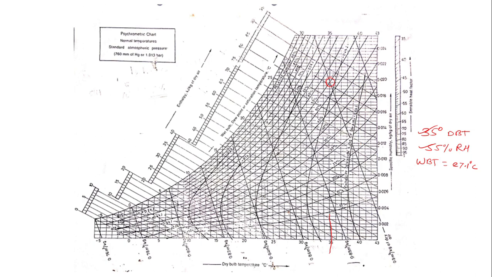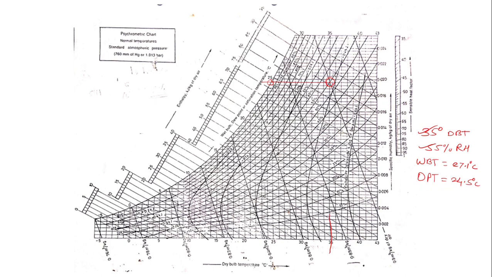Then if I want the dew point temperature, I will go horizontally over here. Wherever it intersects the saturation curve, I will get the dew point temperature. So this is between 24 and 25, almost about 24.5 degrees Celsius. So the dew point temperature is 24.5 degrees Celsius.